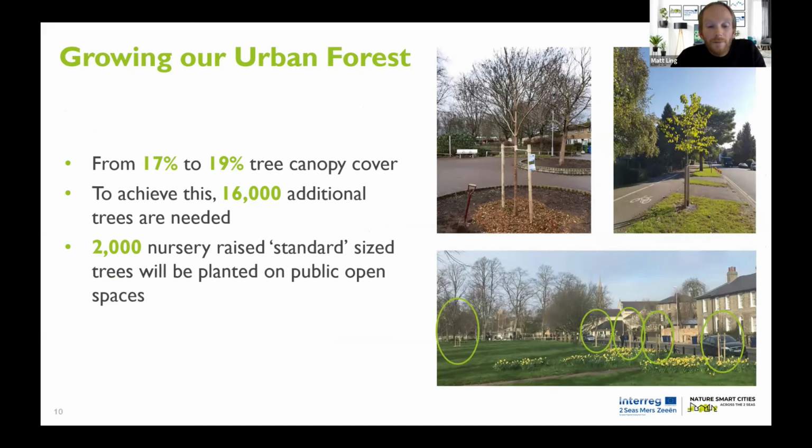As briefly touched upon earlier, the headline aim of the Cambridge Canopy project is to grow tree canopy cover in the city by 2%, from 17% which it's at currently to 19%. To achieve this, modelling suggests we need to plant an additional 16,000 trees across the city. Through the Cambridge Canopy project, Cambridge City Council will be planting 2,000 nursery-raised standard-sized trees across streets and open spaces in the city. Whilst our 2% target might sound modest, in real terms, this will mean an additional 82 hectares of the city being covered by tree canopy.